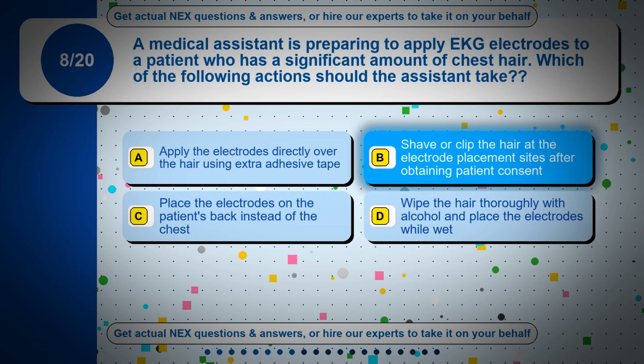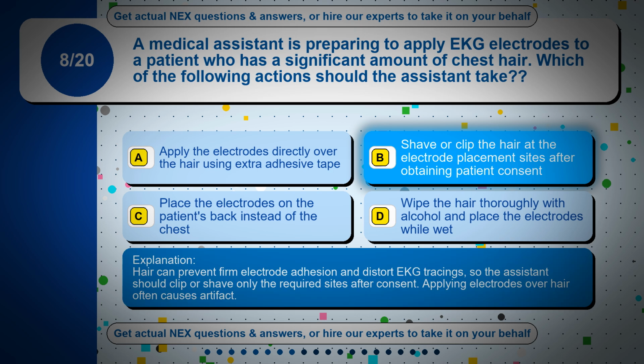The correct answer is option B. Shave or clip the hair at the electrode placement sites after obtaining patient consent. Hair can prevent firm electrode adhesion and distort EKG tracings, so the assistant should clip or shave only the required sites after consent. Applying electrodes over hair often causes artifact.